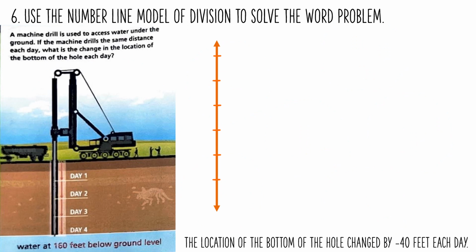All right, and then this last one, I've got this out of a textbook. It says a machine drill is used to access water under the ground. It's under the ground, okay? So that's important. If the machine drills the same distance each day, what is the change in the location of the bottom of the hole each day? All right, and it tells you on that picture that at the very bottom we've got water at 160 feet below ground level.